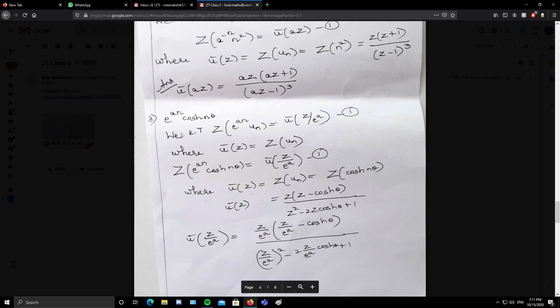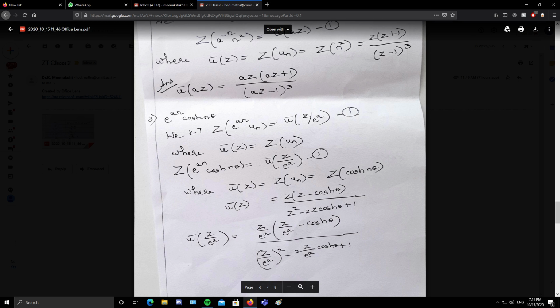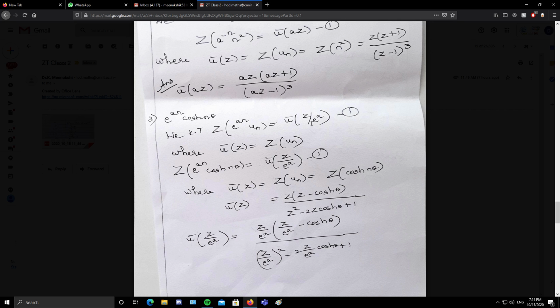So the first one, e power an cosh n theta. From the problem you can easily identify that it is of the form Z of e power an un. What is the formula? It is u bar of z by e bar a. So you take it as 1. You have to get the answer through u bar of z. What is u bar of z? Z of un. What is un?